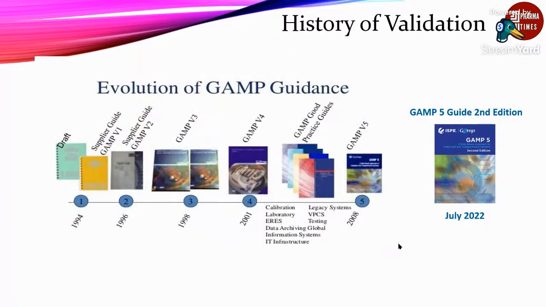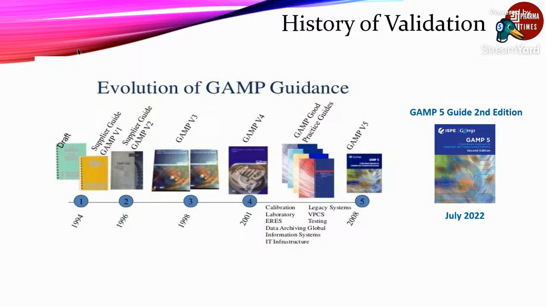So moving to the next, the evolution of GAMP guideline. As already seen in the previous slide, in 1994 the first guideline was published, but before publishing the first guideline, GAMP 1, one draft document was prepared to harmonize and take reviews from different industries and pharma people. Then afterwards, in 1996, the GAMP 2 guideline was published.